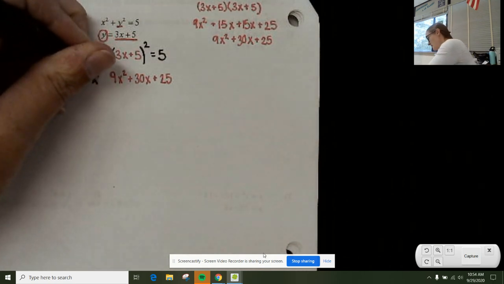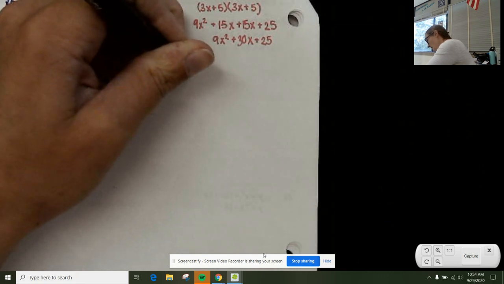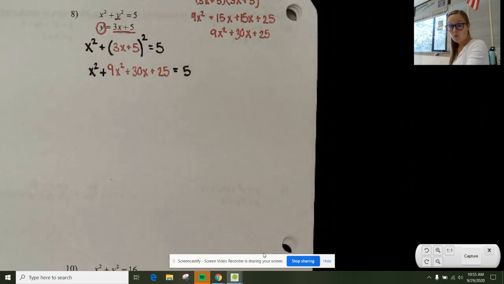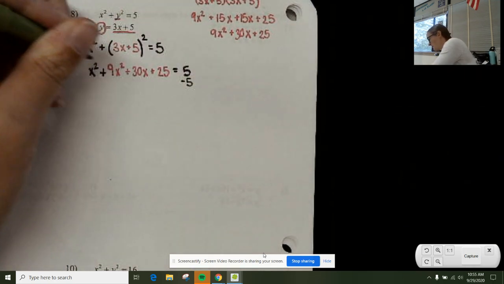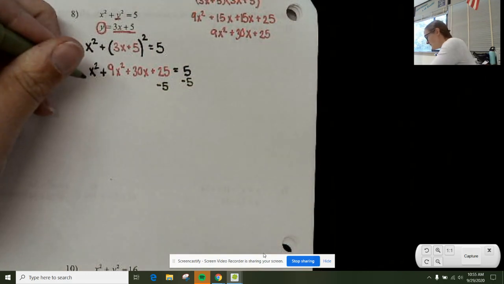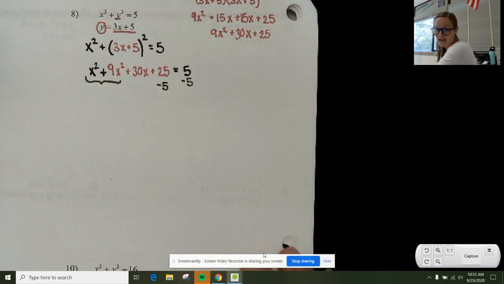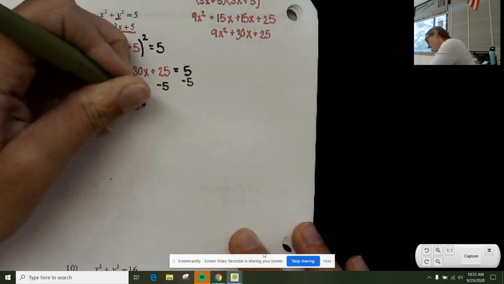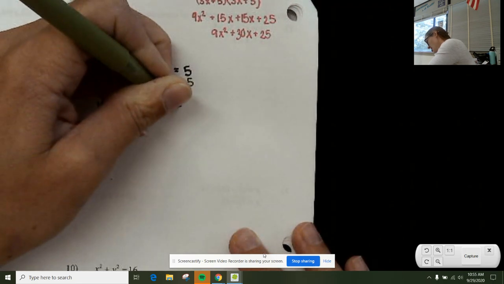Now it's starting to look like something I can deal with. I have the x squared and the equals 5. So now I'm thinking back to, okay, if I have a quadratic, I need everything on one side. So right now I need to move the 5 over to the left. So I'm going to subtract 5 from both sides. I'm going to subtract 5 from the 25 because that's its like term. And while I'm doing that, I'm also going to go ahead and combine the x squared and the 9x. So I end up with 10x squared plus 30x plus 20 equals 0.